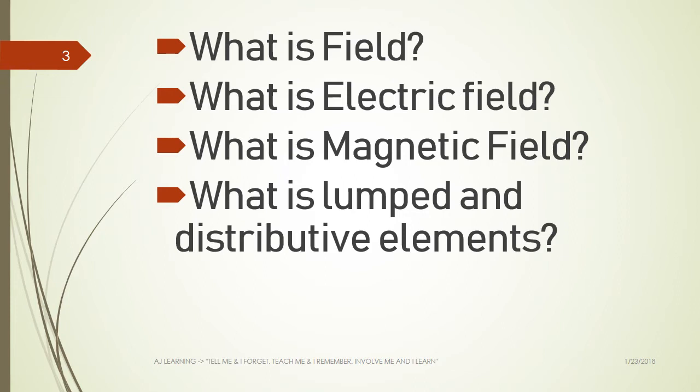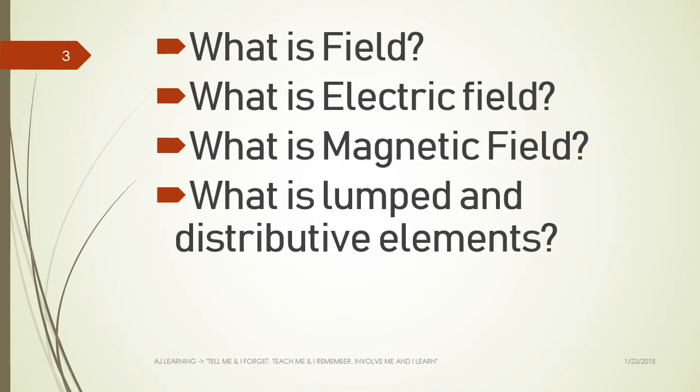So when charge depends only on space parameters, it is known as static, and that field is known as electrostatic. And when the magnetic field, or the current which is flowing, is constant with respect to time, then it is known as magnetostatic. For these two fields we require an element which is known as lumped. And when these two field parameters vary with respect to time as well as space, then it is known as time varying field. And for that we require an element which is known as distributed elements.